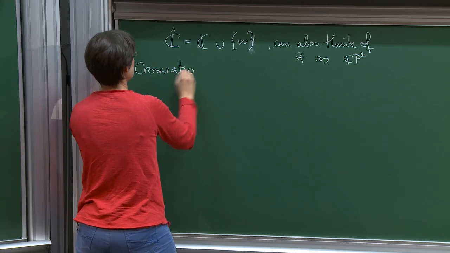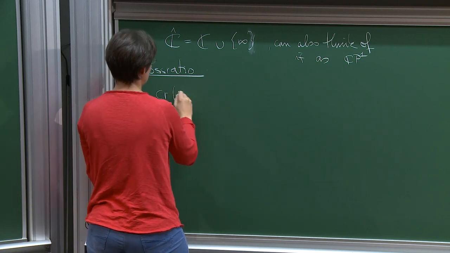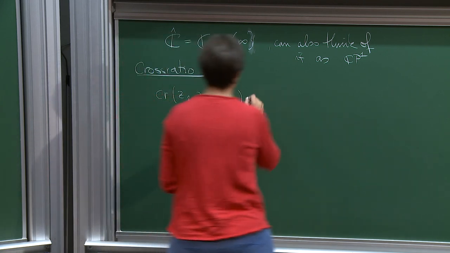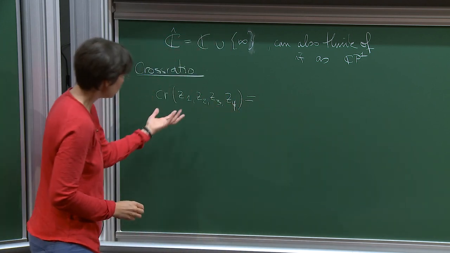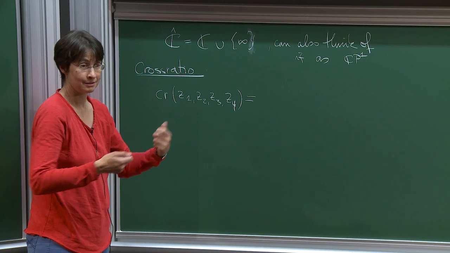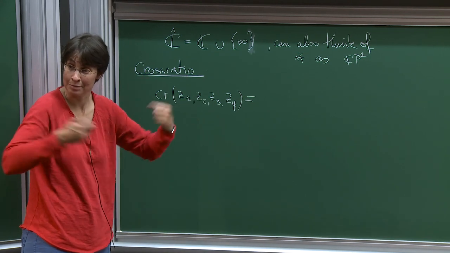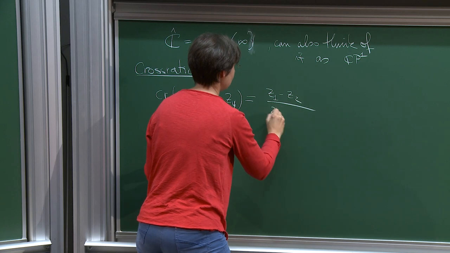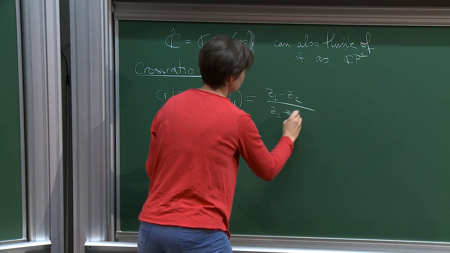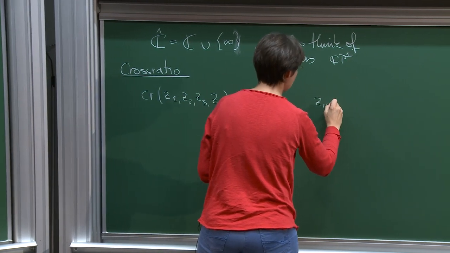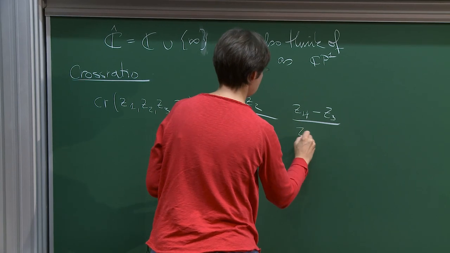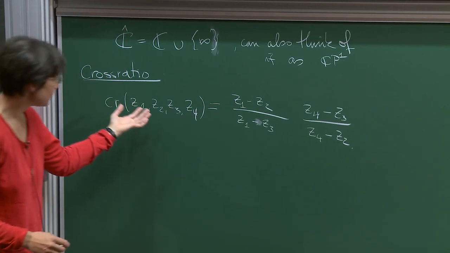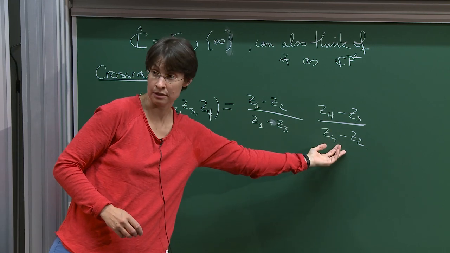So let's define the cross ratio. The cross ratio is an invariant of 4 points, Z1, Z2, Z3, Z4. And then you basically want to write down an invariant which has as big of a group of symmetries as possible. So define it as Z1 over Z2, divided by Z1 over Z3, times Z4 over Z3, divided by Z4 over Z2. So this makes sense whenever these are distinct and non-zero.